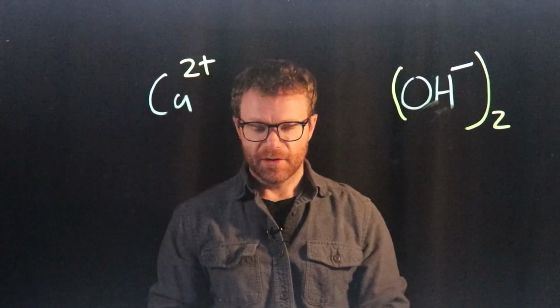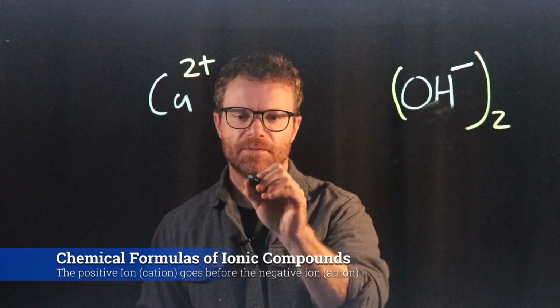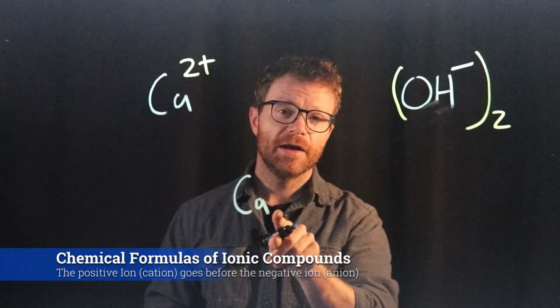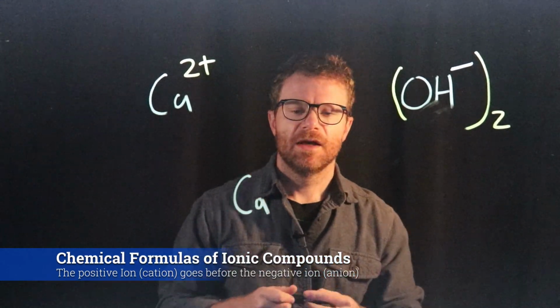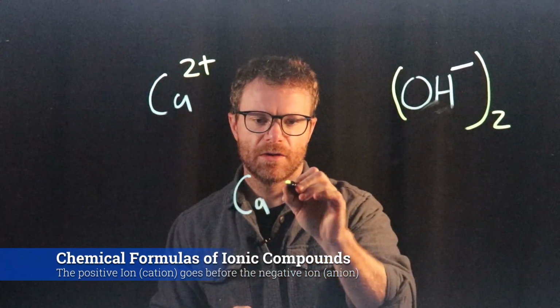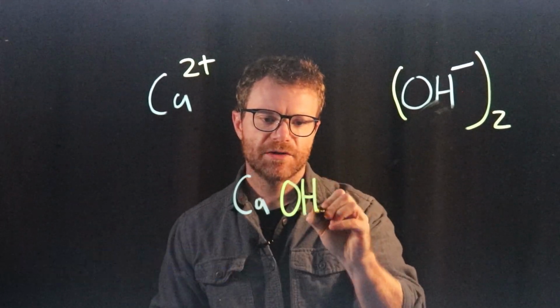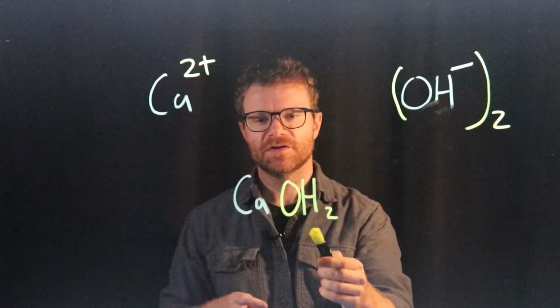Okay, now we write it all together. The cation goes first. In this case, it's calcium. We put any relevant subscripts. We only have 1 calcium, so we don't need any subscripts. The anion goes second, and in this case, it's that OH. So we're going to put the OH, and I think I'm going to make a mistake. We'll put a little 2 after it because we have 2 OHs.